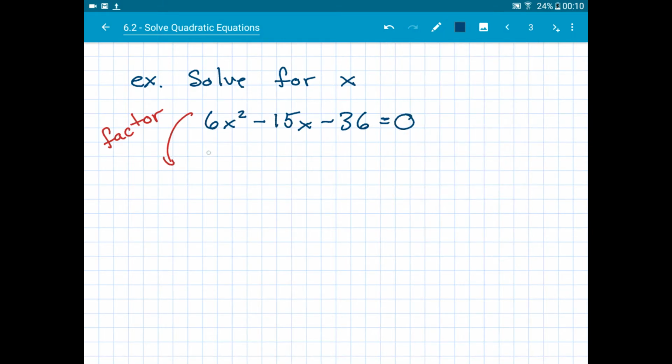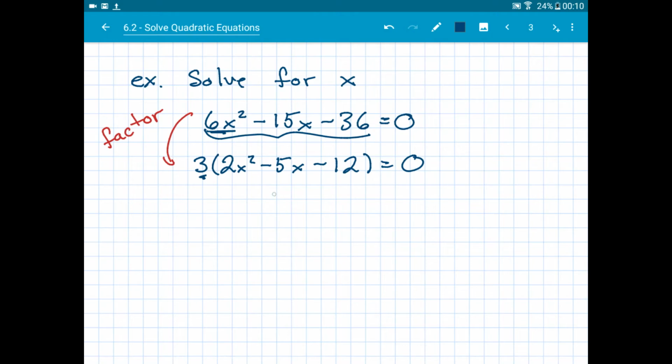So let's give this a go. The first thing we need to do is look for something in common. Well, a number that divides evenly into each of these would be 3, so that's a common factor. And we don't have an x or anything to share, so all we have to do now is think about what do we have to multiply the 3 by to get back the 6x squared? Well, that'd be 2x squared. What do we have to multiply the 3 by to get minus 15? Well, that's going to be minus 5x. And this will be minus 12. All this equals 0.